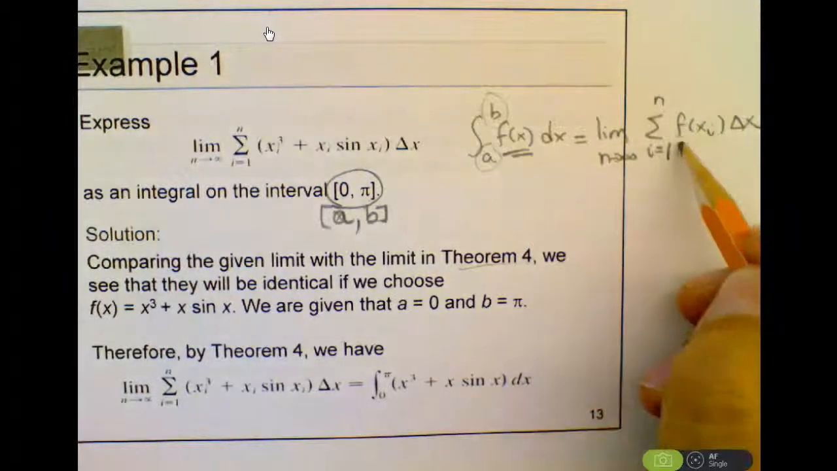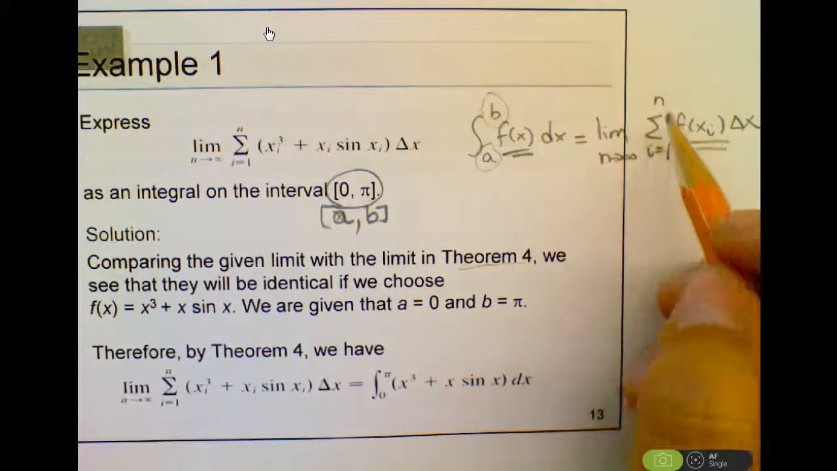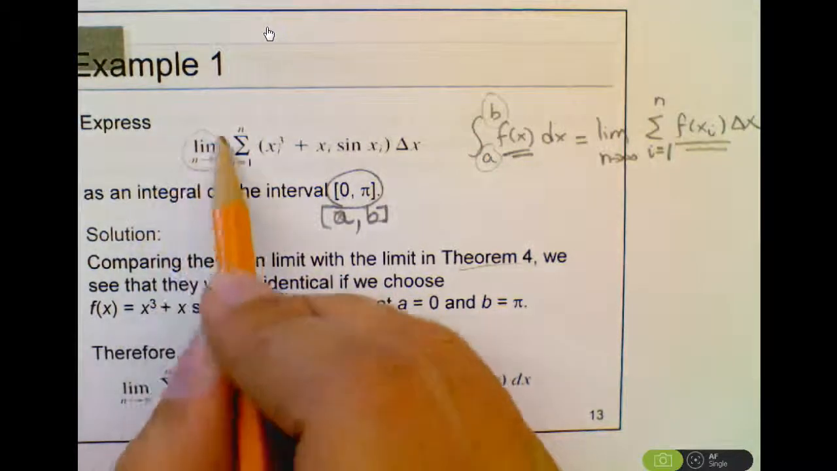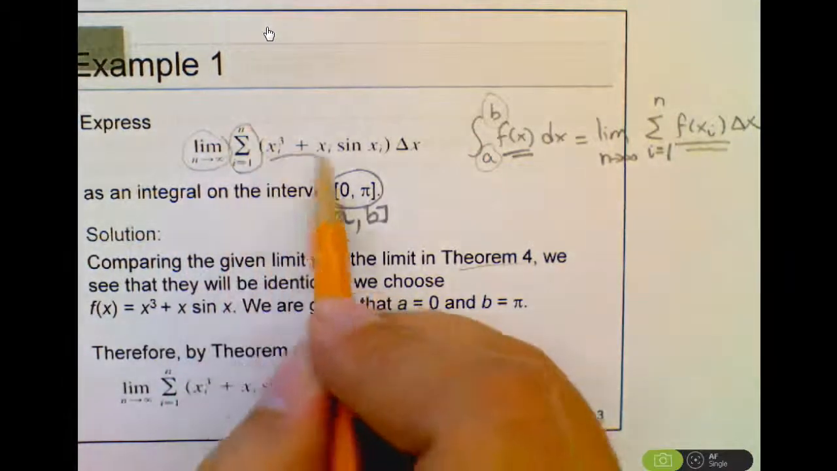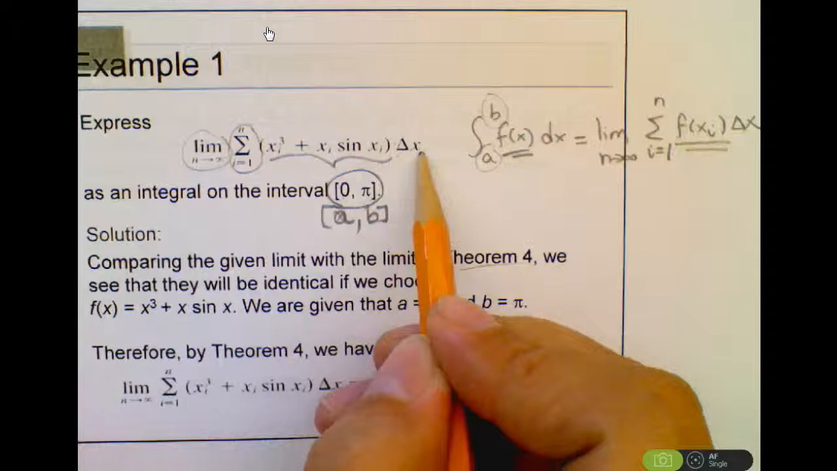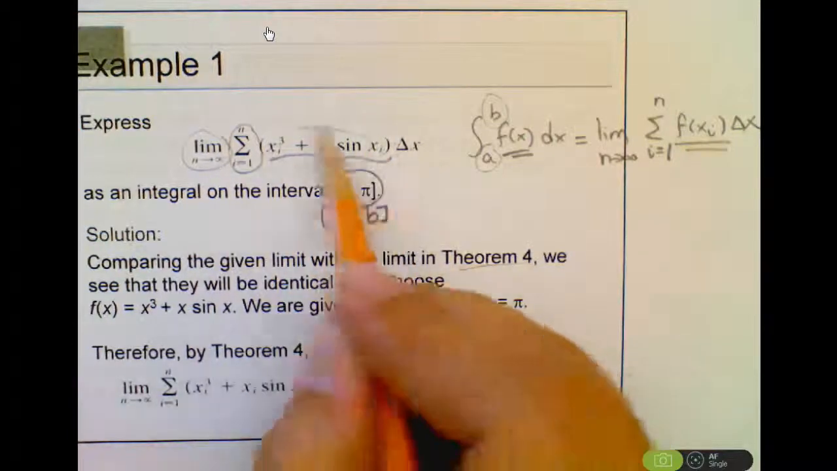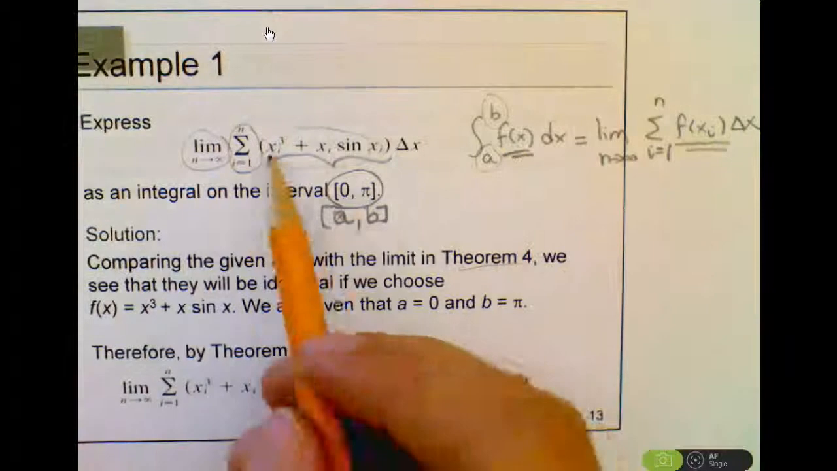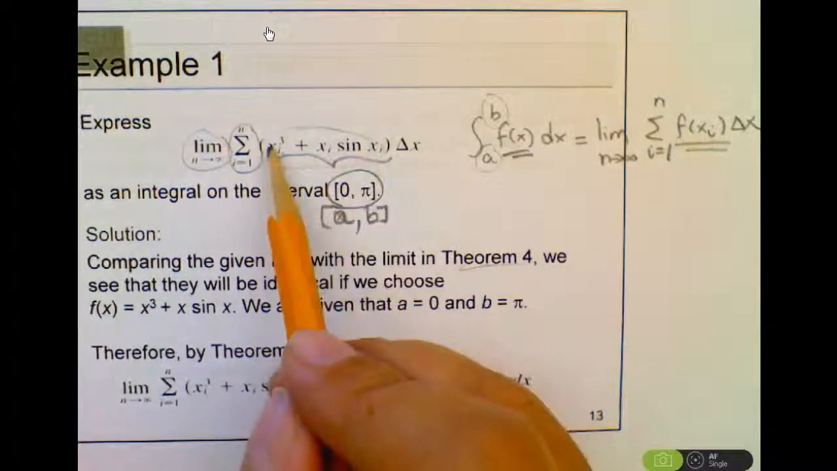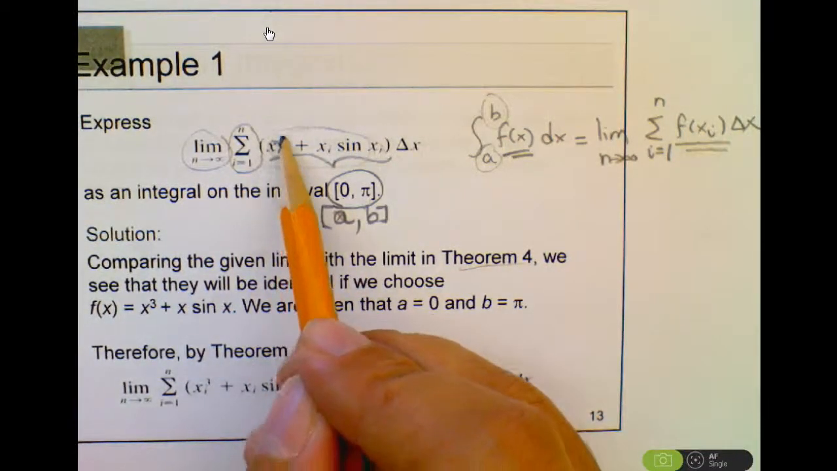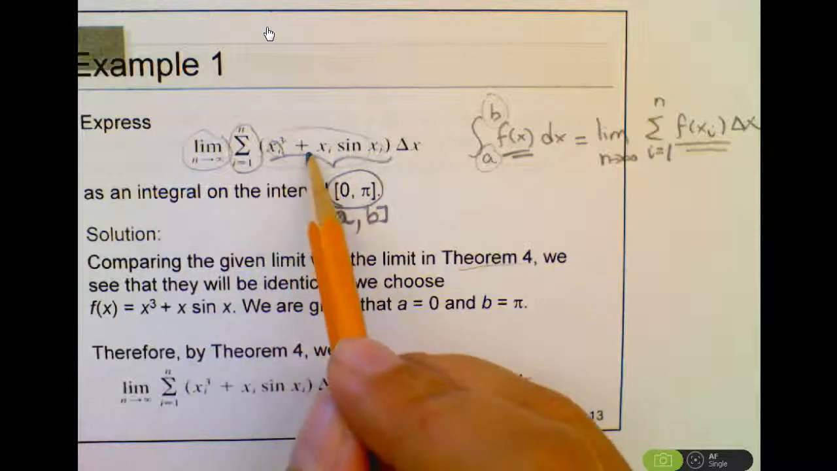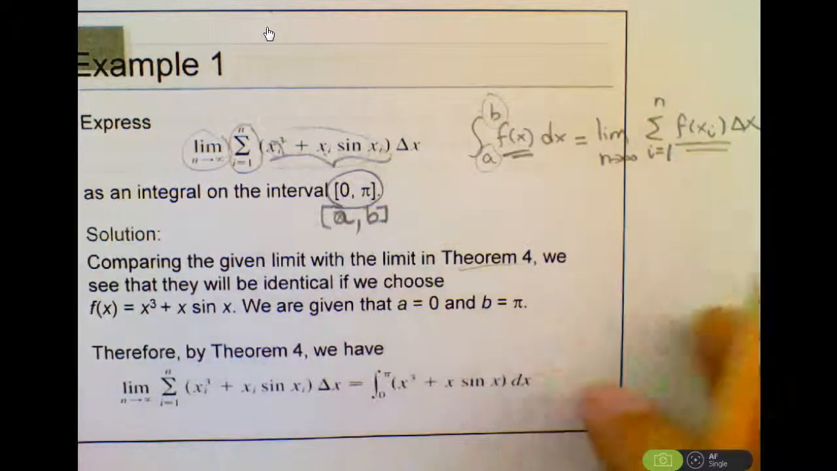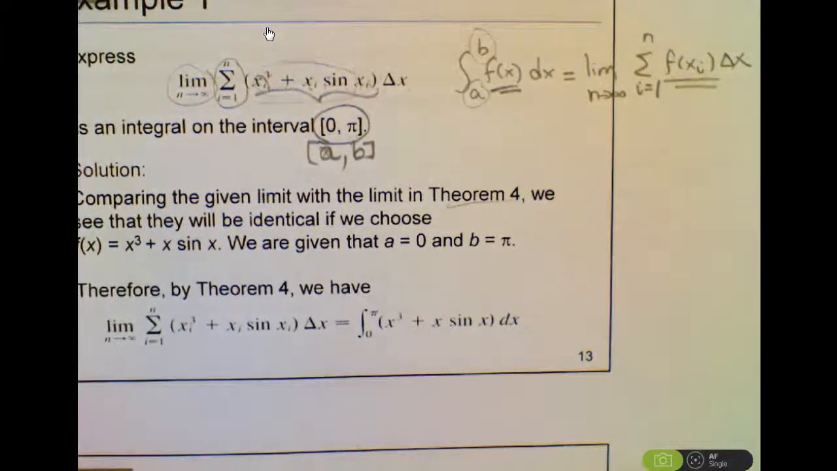So the function can be found inside of the sigma symbol. In here, if you have the limit of the summation of this function times delta x, then this is the function that we are going to enter as the integrand. So what is the function in general? The function in general raises to the third power and then adds the multiplication of that times the sine of that particular value, so for any input.